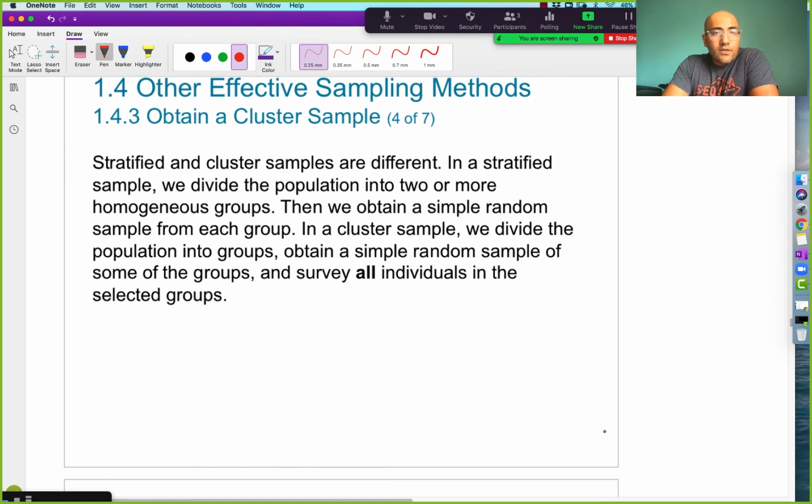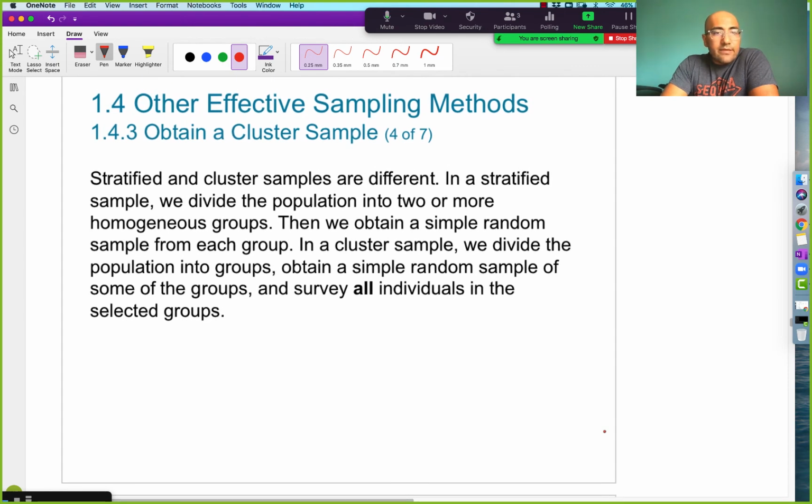Good. Okay, other effective sampling methods. Stratified and cluster samples are different. In a stratified sample, we divide the population into 2 or more homogeneous groups, right? Homogeneous means that they have some particular characteristic in common. So this is the males versus females, for example. Then we obtain a simple random sample from each group.